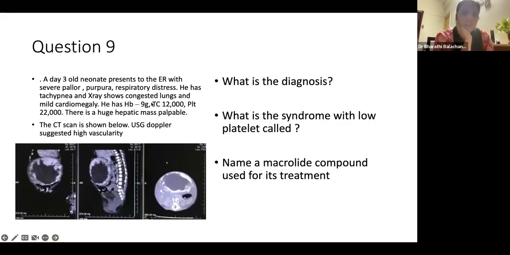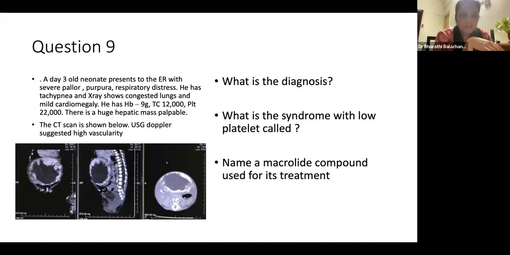So this is a 3-day-old neonate who presents to the ER with severe pallor, purpura, respiratory distress, tachypnea, X-ray showing congested lungs, mild cardiomegaly. He has a huge hepatic mass, and when the peripheral smear was done, had anemia and severe thrombocytopenia.